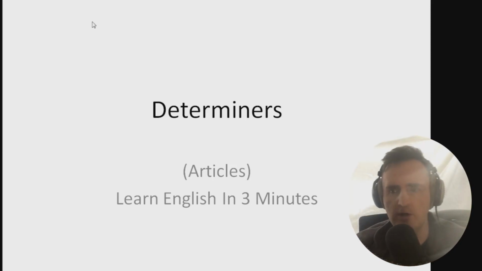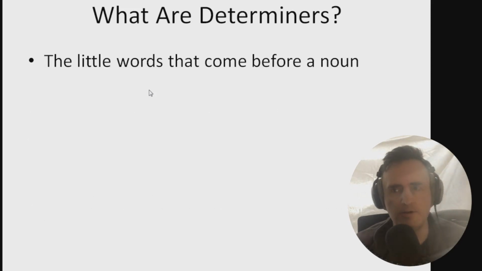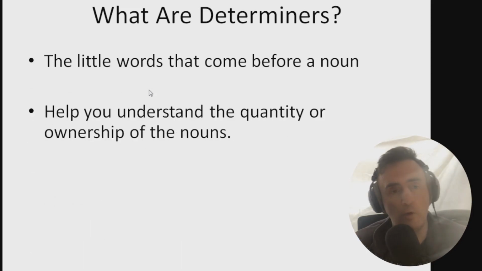So today we're looking at determiners, which are quite important in English and they often get forgotten about or confused. They can be a little complex, but hopefully I can make them easier. So what are they? They're just little words that come before a noun and they help us understand the quantity or ownership of that noun. Sounds a little confusing, but don't worry about it.